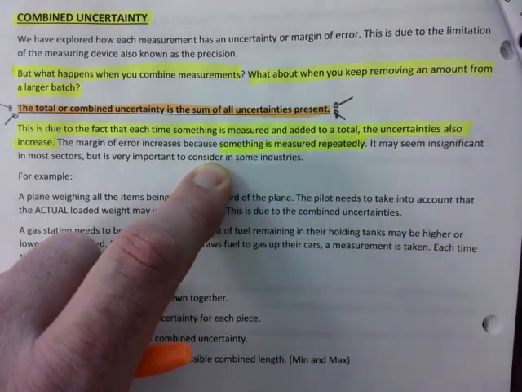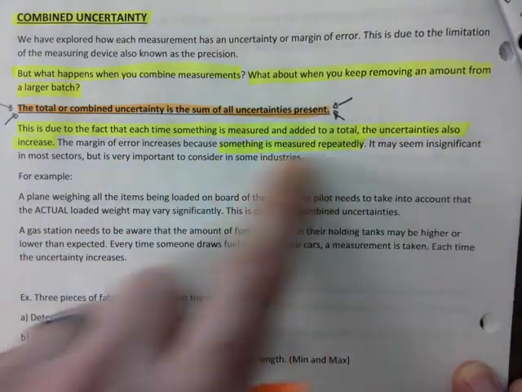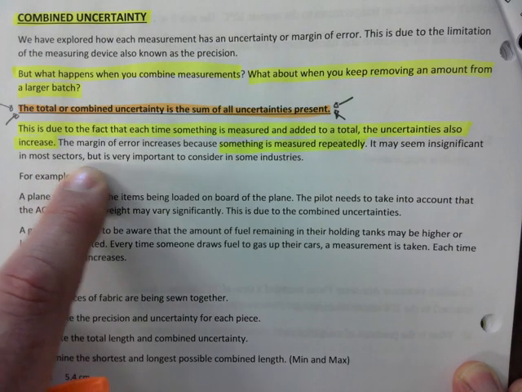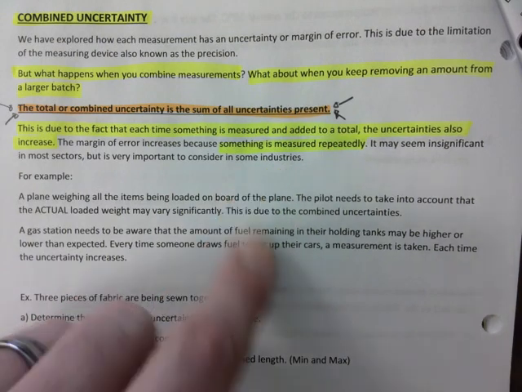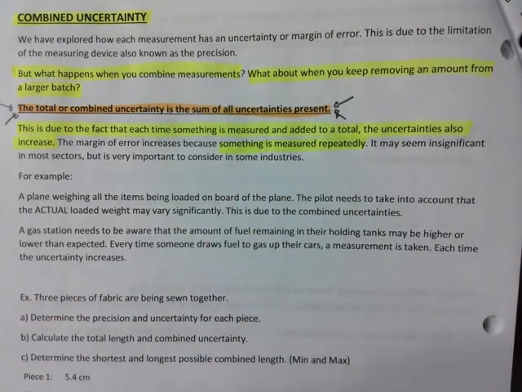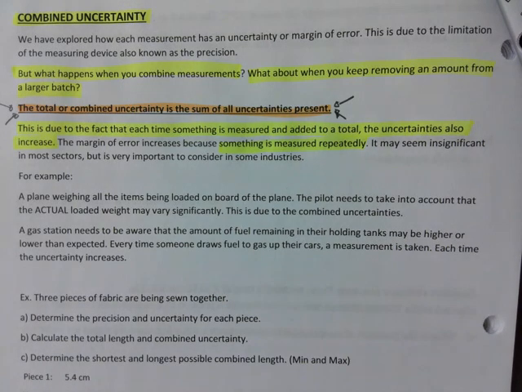Something is measured repeatedly. It may seem insignificant in most sectors, but it is very important to consider in some industries. So for example, if you're checking into an airplane, what do they do with your luggage when you check it in? They weigh it. There's a limit, right? So every time they weigh it, it goes on the belt, it goes into the plane, right? So if they weigh everybody's luggage and they're off a little bit here, a little bit there, it keeps accumulating. And after a while, you're off by a lot, right? So they have to account for that.